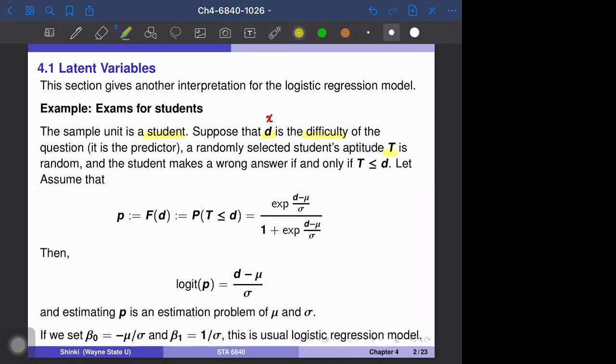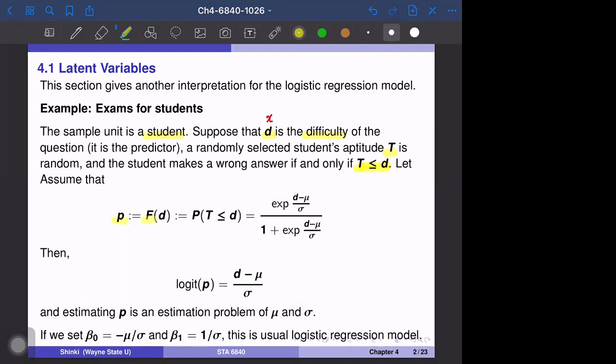And the student makes a wrong answer if and only if T is less than or equal to D. So here T is random, but the outcome is not random given T. The usual linear regression involves some error term, but here each student has some randomness, and then the observation has some randomness, but after that, if T is less than or equal to D, that student always makes a wrong answer to that question.